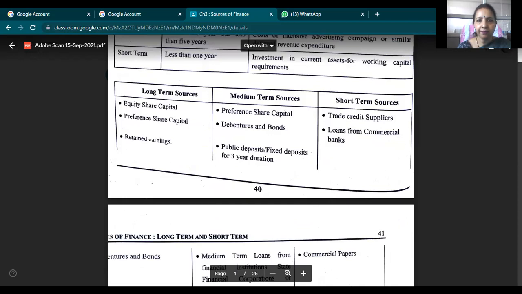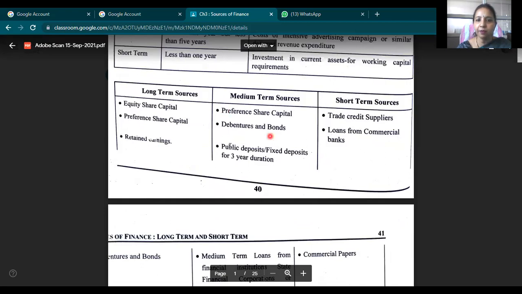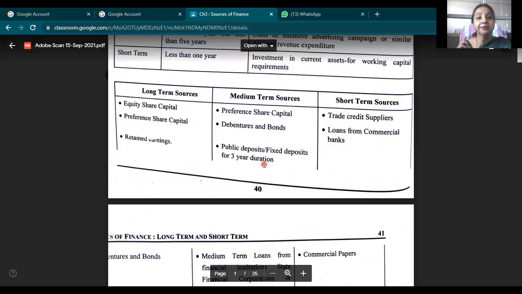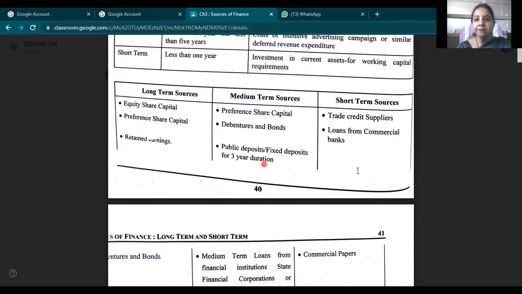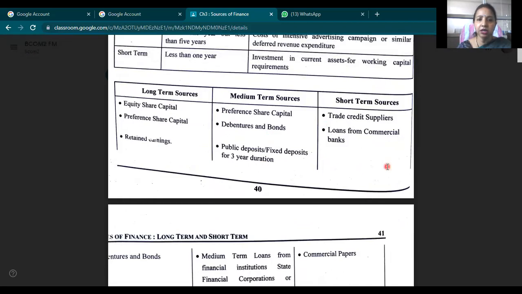In long term finances, it is the same thing we have discussed: equity, preference, retained. In medium term: preference, debentures, bonds, public deposits for 3 years, like 3 to 5 years, come under medium term sources. Then short term sources are already discussed in my previous video, so you can go through it.